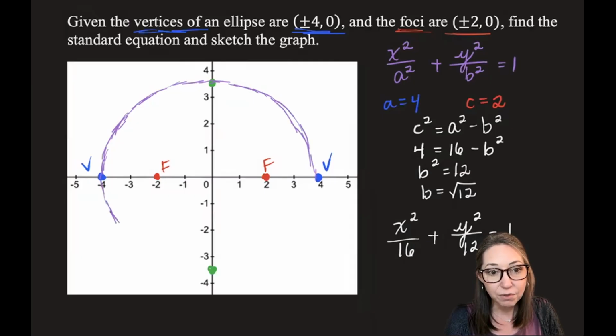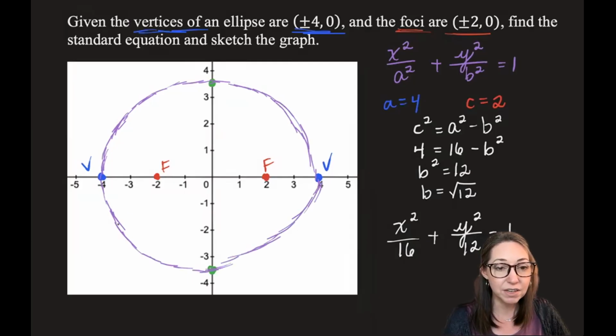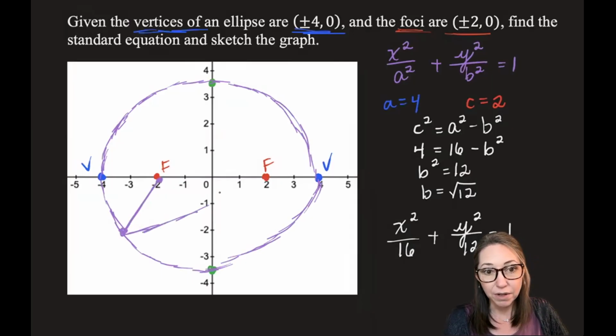Remember the foci, even though they're not on the graph, those are the special points which give us the geometric definition of an ellipse, which is that the sum of the distances from any point on the ellipse to one focus, plus the distance to the other focus, the sum of those two distances is equal for any point on this ellipse.